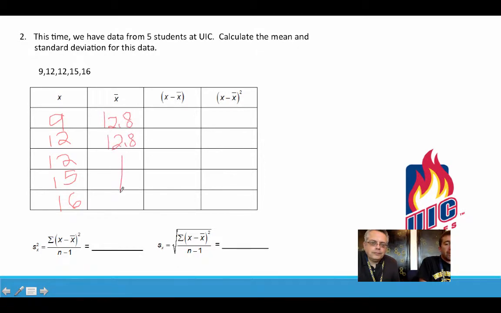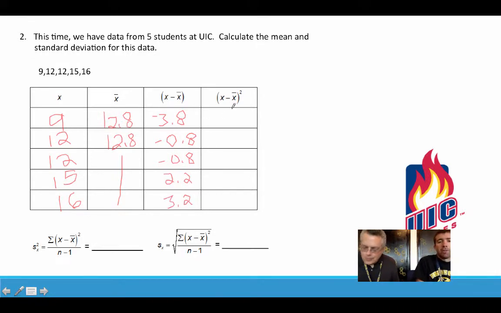All right, Mr. Lewis is going to get lazy. Bam. Okay, so the first deviation, 9 minus 12.8 is negative 3.8. Next one's negative 0.8. Then the next one is negative 0.8. Next one would be 2.2. Yeah, I think so. And 3.2. All right, here we go.